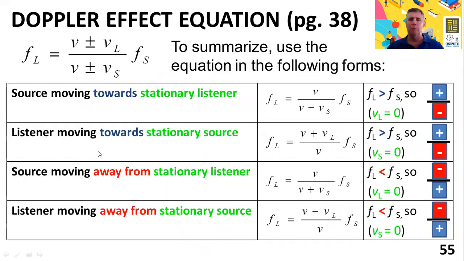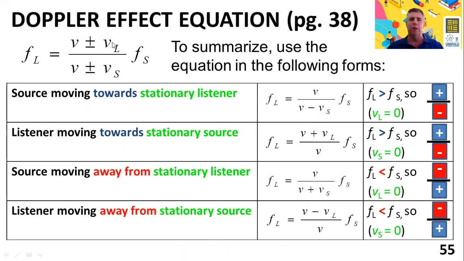And at the bottom of page 55, we've summarized this into a table. So taking the Doppler effect equation, remember it's on page 38 in your booklets. It's at the bottom of that page of the data sheets. We can simplify it into 4 different forms. Now, please don't try to learn these 4. You don't need to learn them. If you understand it, you can simply adapt the main equation.